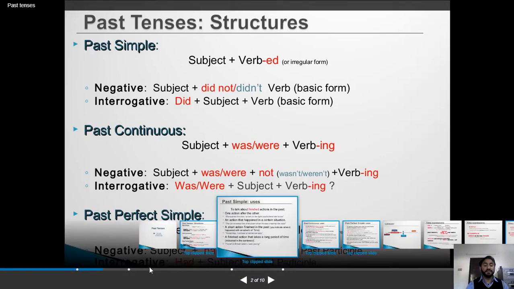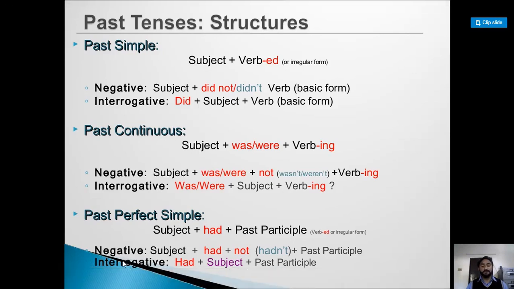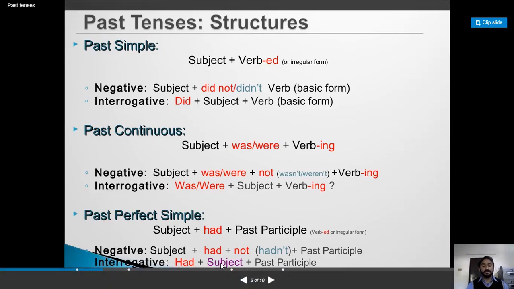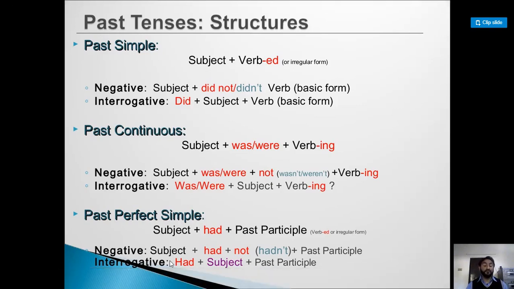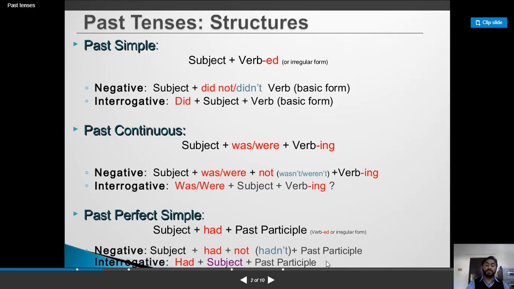As far as the interrogatives are concerned, you can see interrogatives here: had, subject and past participle. First you use had and then the subject and then past participle, which means third form. So you can also use here the question words as well, why and where, etc. Why had she not completed her work? But one thing, again, the question mark should be at the end of the sentence.